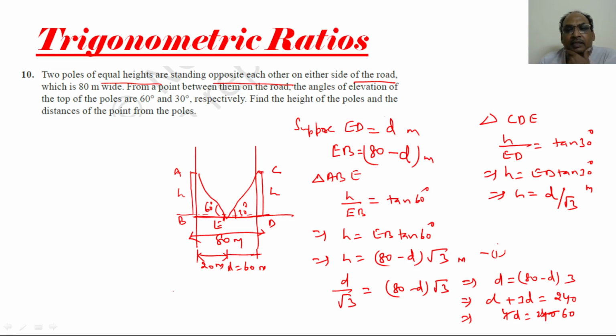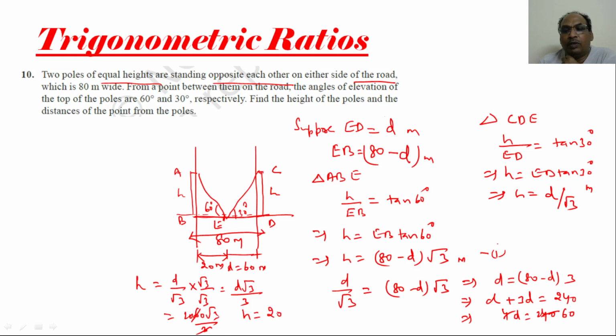Okay. Then we need to find the height of the poles. So H is equal to D by root 3. When we go for rationalization, it will become D into root 3 by root 3 into root 3, so D root 3 by 3. So D is how much? 60, root 3 by 3, it will get cancelled, 20. So H is equal to 20 root 3 meter.